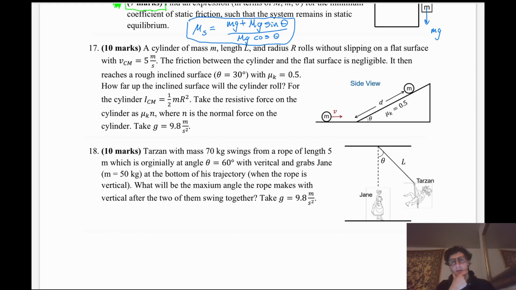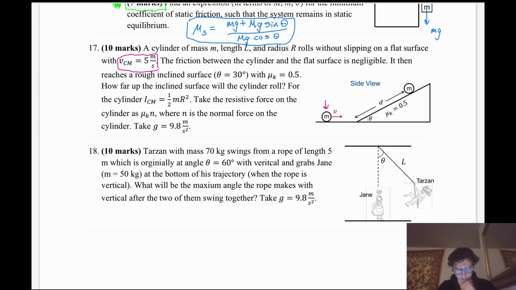Kinetic energy deals with mass and velocity. Let's just circle all the things we have here in pink. So we have a velocity, the velocity originally over here. A cylinder of mass m, length L, and radius r rolls without slipping on a flat surface, and the friction between the cylinder and the flat surface is negligible. Okay, so there's no friction here on the flat surface.